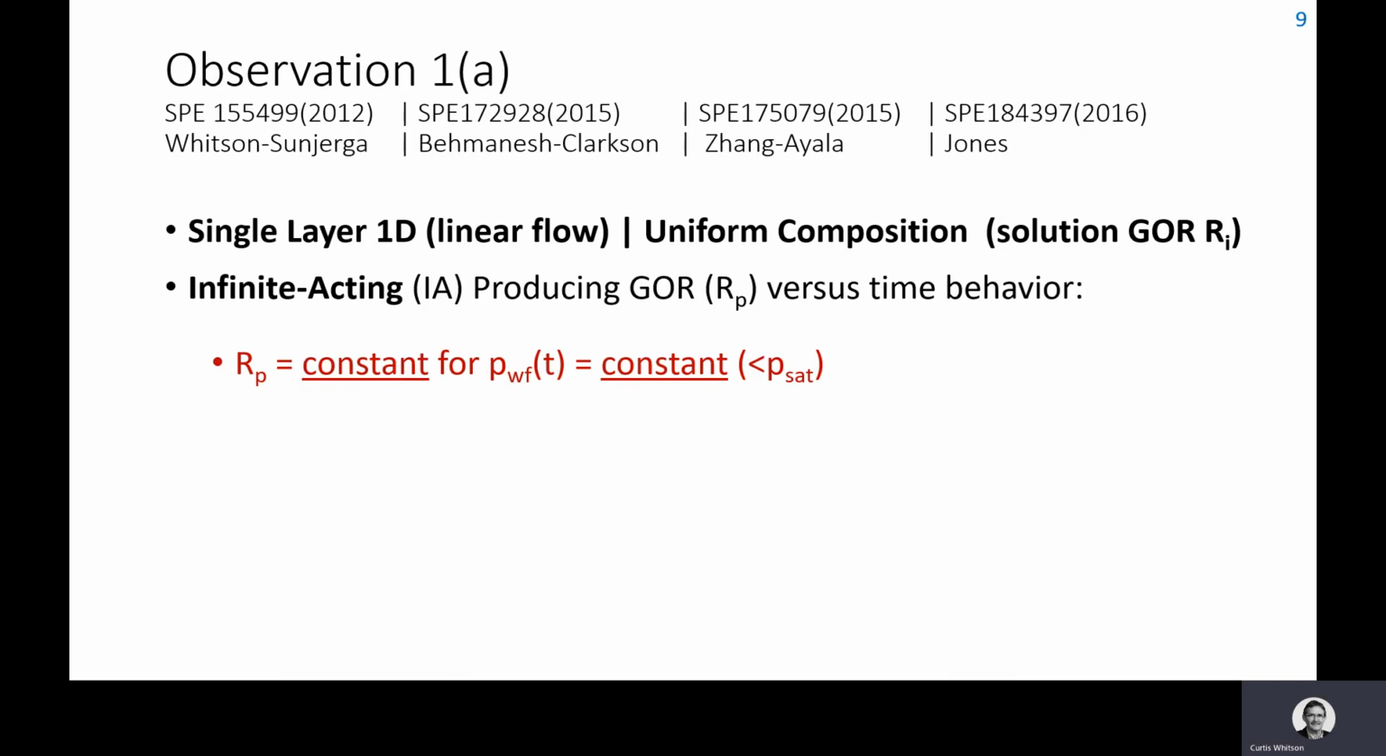So if we look at the fundamental single layer 1D linear flow behavior of a uniform composition, and in particular during the infinite acting period, we showed in the 2012 paper that the producing gas oil ratio is expected to be completely constant throughout the infinite acting period if a constant bottom hole flowing pressure is maintained. This was proved semi-analytically by a couple of authors later, and also by Steve Jones in numerical simulations of oil systems.